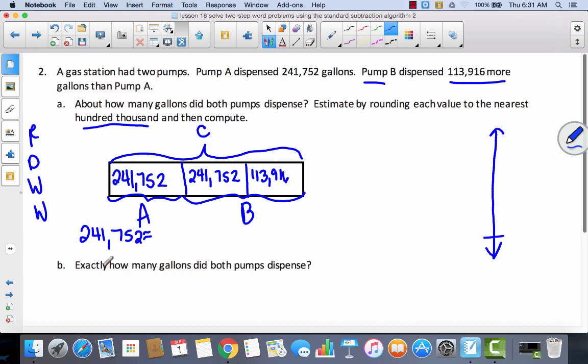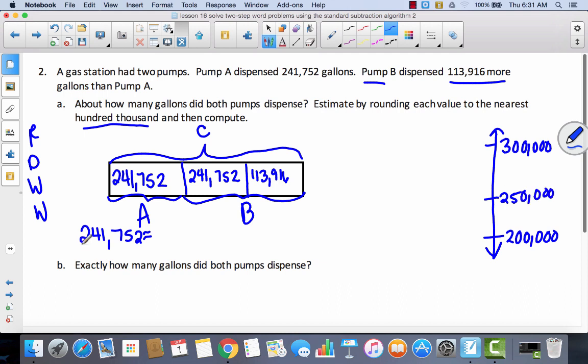So we're rounding to the nearest 100,000. How many 100,000s are in this number? 2, right? 200,000s. What's one more than 2? 3. So we have 300,000. What's halfway between 200 and 300? 250. So this would be 250,000.